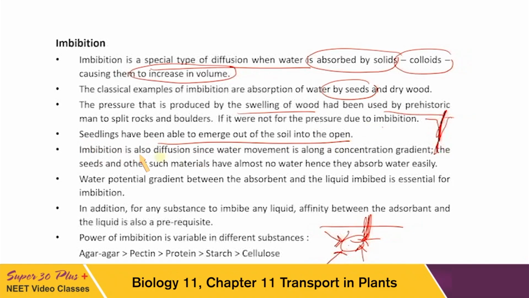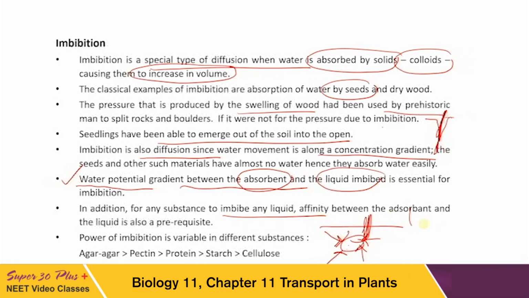Imbibition is also due to diffusion, that is, a concentration gradient is there. Water potential gradient is established between absorbent and the liquid to be imbibed. This is according to higher water potential to lower water potential. And in addition, for any substance to imbibe any liquid, affinity is required.